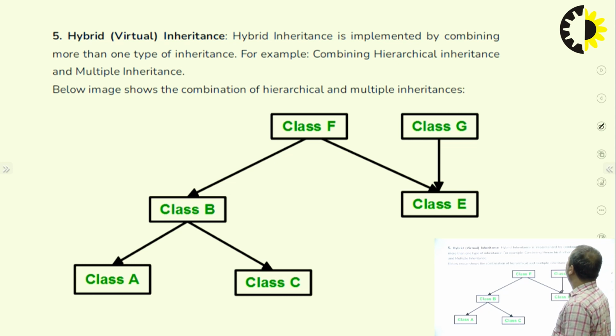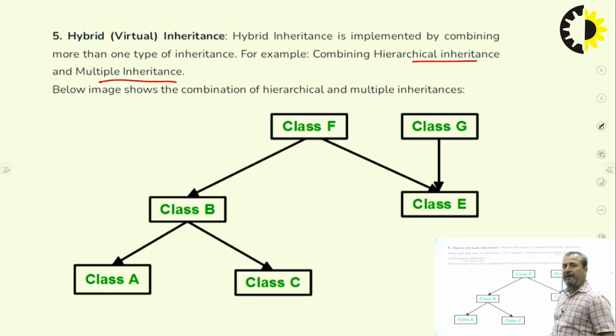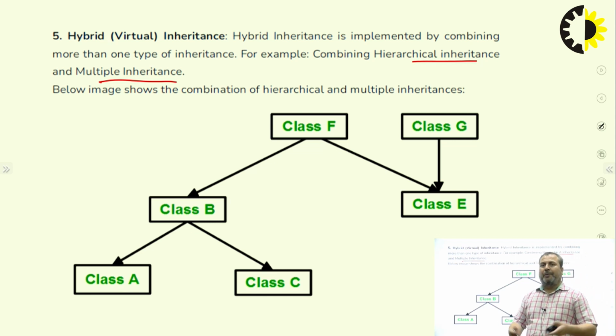So hybrid inheritance is implemented by combining more than one type of inheritance. Hybrid means more than one, two or more than two. For example, combining hierarchical inheritance and multiple inheritance. Hierarchical means in hierarchy, like we can create so many derived classes from just one base class.